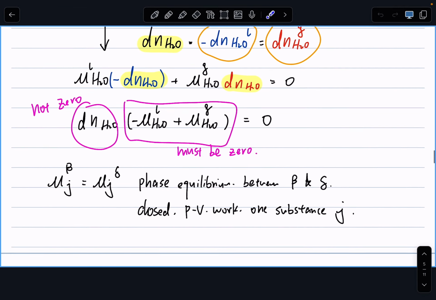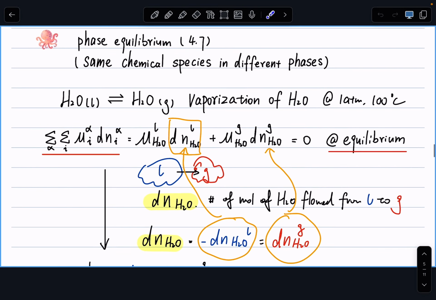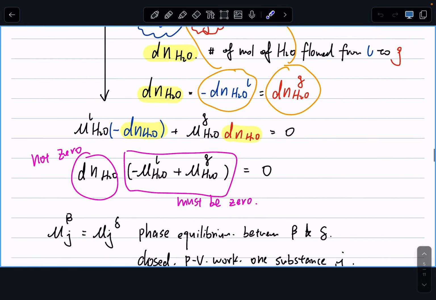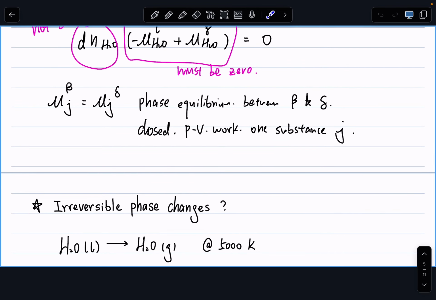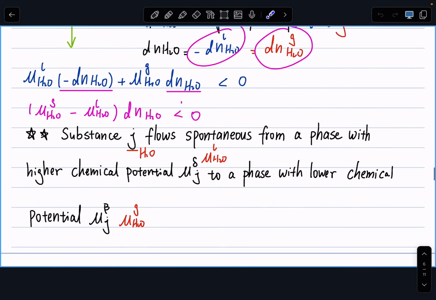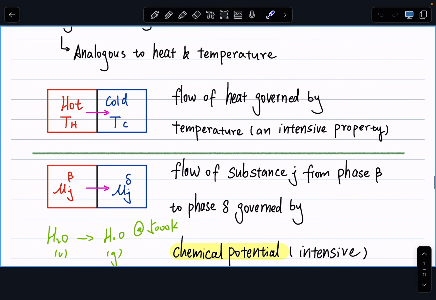Later on, we used phase transfer, or phase equilibrium, as an example to demonstrate that whenever we have phase equilibrium between two different phases of a substance in a closed system, PV work only, the chemical potentials of these phases are equal. And if it's not at material equilibrium, we went over the derivation to show that we always have flow of your substance J, whatever substance that is, from phase beta with higher chemical potential to phase delta with lower chemical potential.